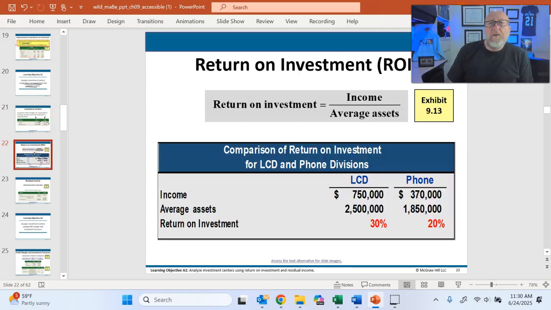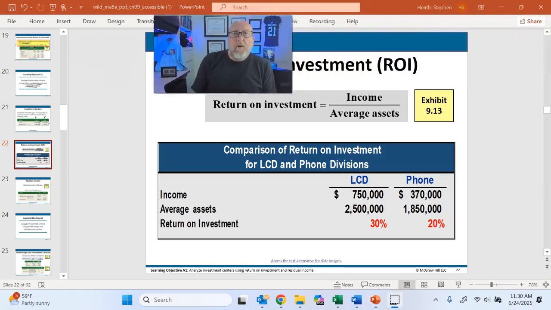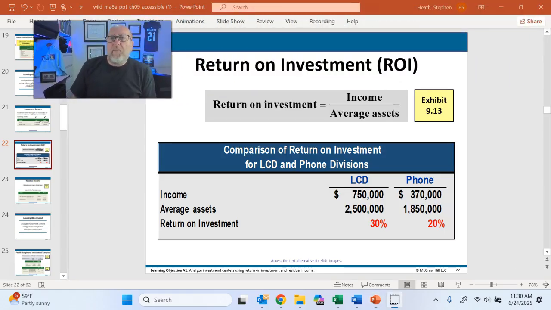So step one, I could use return on investment, or what we call ROI. And the formula is going to be income divided by average assets. In this particular example, we said we had 750,000 in income for the LCD department with average assets of 2.5 million. Therefore, we have an ROI of 30%. Then we have 370,000 in income for the phone relative to 1,850,000 in average assets for an ROI of 20%.